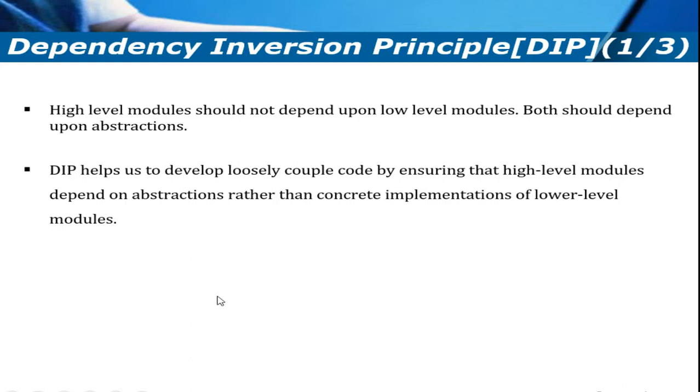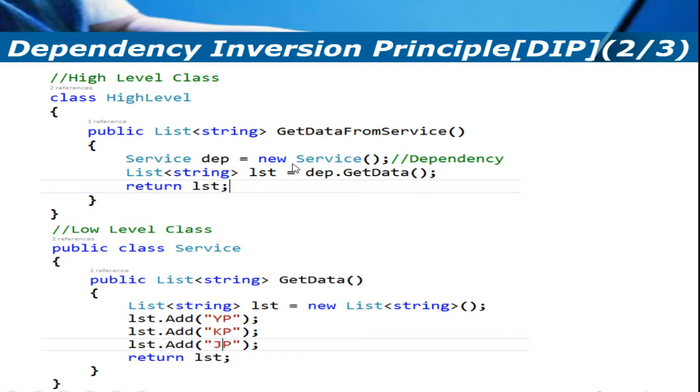So DIP helps us to develop loosely coupled code by ensuring that high level modules depend on abstraction rather than concrete implementation of lower modules. When I say concrete implementation, it means here I am creating the concrete object of a low level class. So instead of creating the object inside the high level class, we'll create one class which creates the object of your low level class, or a dependency. Let's move to the next slide.